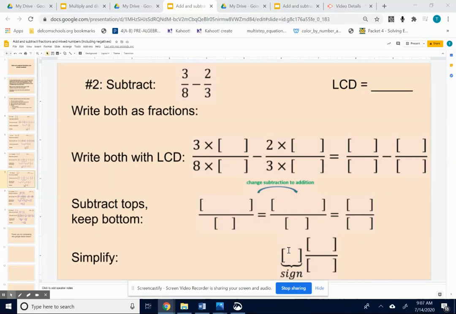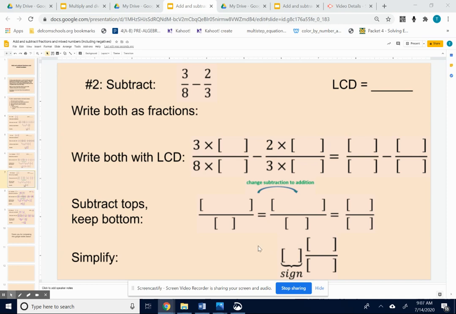Okay, number 2. We're going to subtract 3/8 minus 2/3. Try to do this as much on your own as you can. Pause the video when you're doing work, then unpause it and check your work.